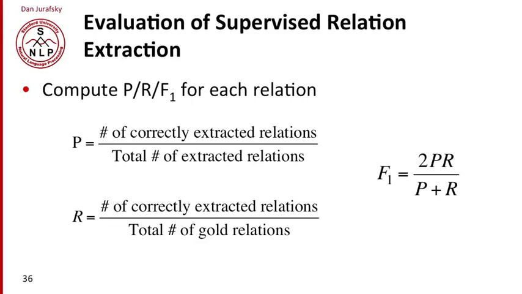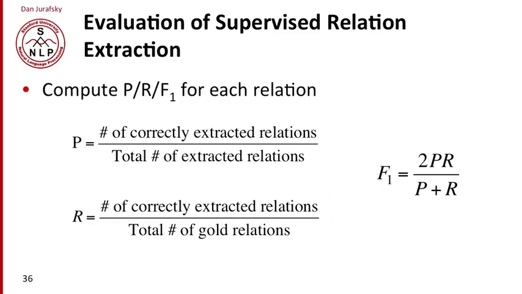Like other kinds of classification, supervised relation extraction is evaluated with precision, recall and F1. So just as we saw with other kinds of classification, the precision is the number of correctly extracted relations over the total number of relations extracted. And the recall is the number of correctly extracted relations over the total number of true gold relations. So we're going to need a test set that's hand labeled for the correct relations so we can compute the precision and recall. And again, the balance, the F1, is 2PR over P plus R.